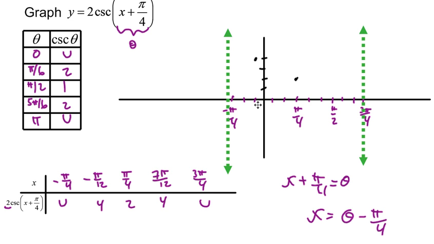7 pi over 12, 4. So 1, 2, 3, 4, 5, 6, 7 pi over 12. And then 4. So let me erase that guy, that part of the graph.